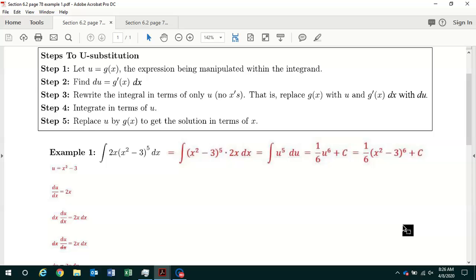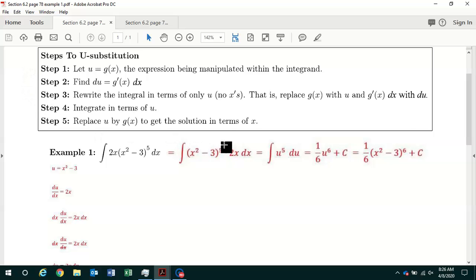Class, in this video we continue our discussion in section 6.2 in your note packet on integration by substitution, which we also call the u substitution method. And so we are on page 78, and we're going to work the three examples on page 78 following the steps from the previous page on page 77.